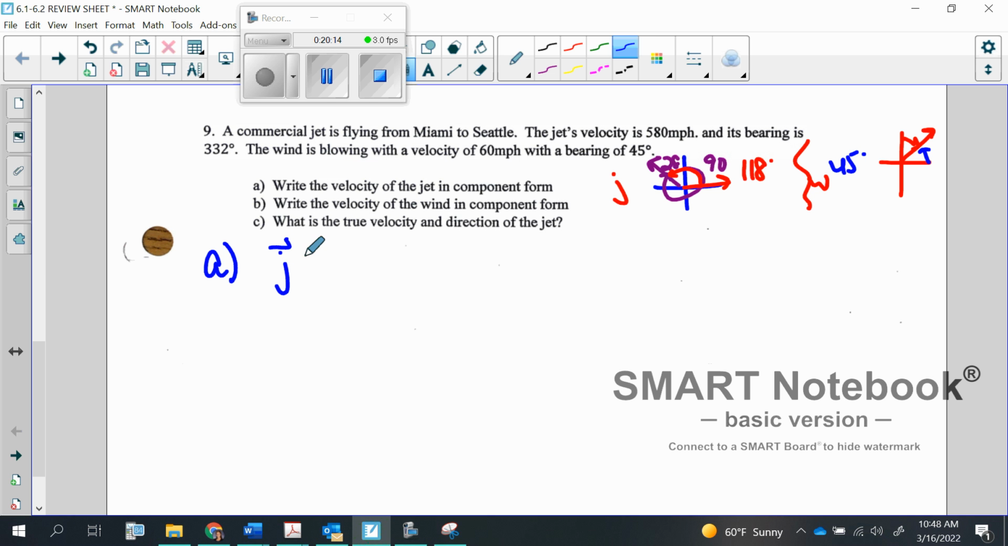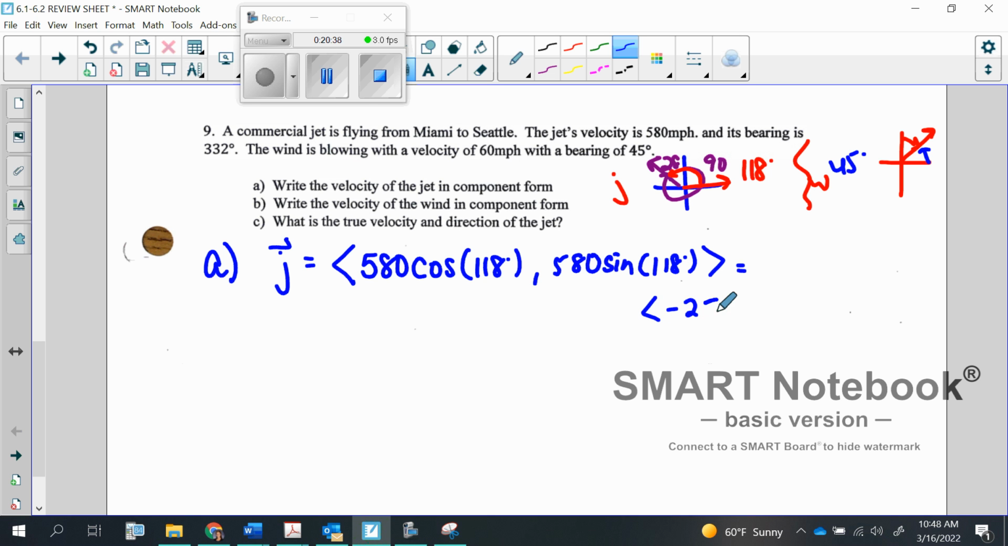So our vector for our jet, it says our velocity, so we have 580 miles per hour times the cosine of our angle in standard, 118 degrees, and then we would have 580 times the sine to get the vertical component. Okay, and if we simplify this, I'm going to do it as I'm going, I'll get negative 272.3 and then 512.1.